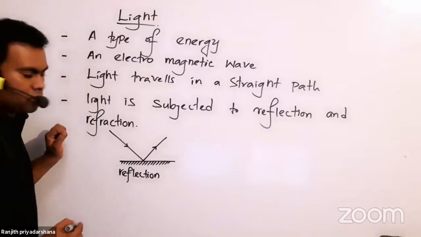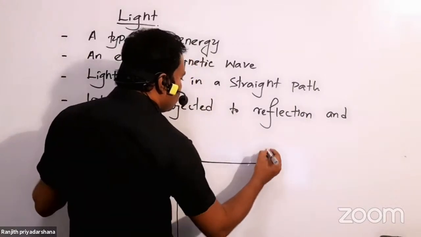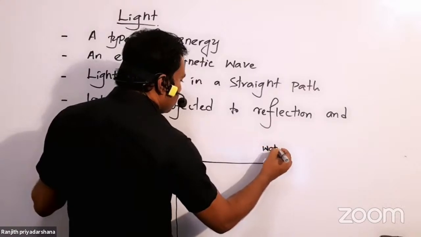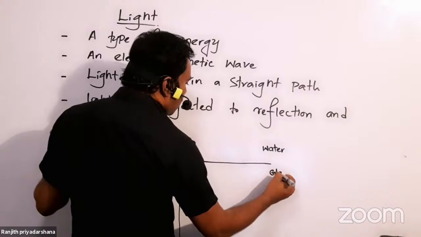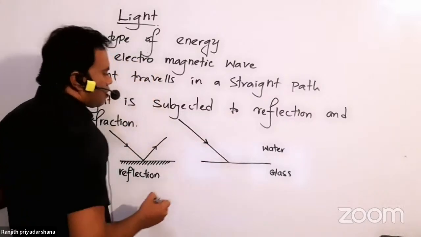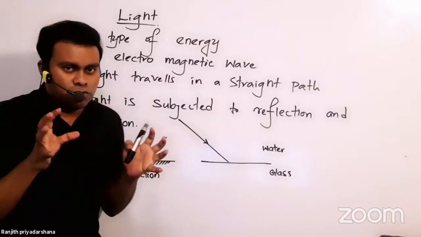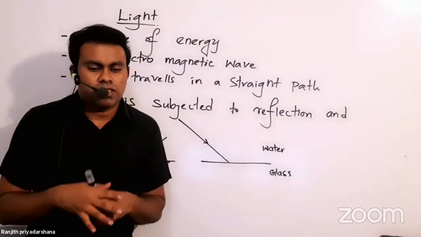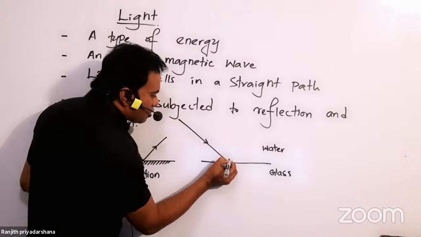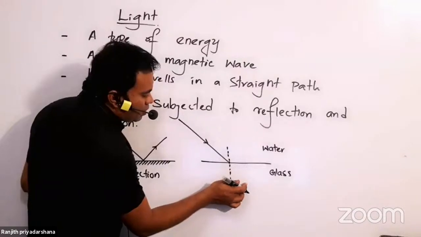That's reflection. Another thing, there are two transparent mediums. Here's water and this is glass. When a light ray comes through the water, it travels at a somewhat higher speed because water is not much denser than glass. When it strikes this interface, what will happen? So this is the normal. It bends towards the normal.